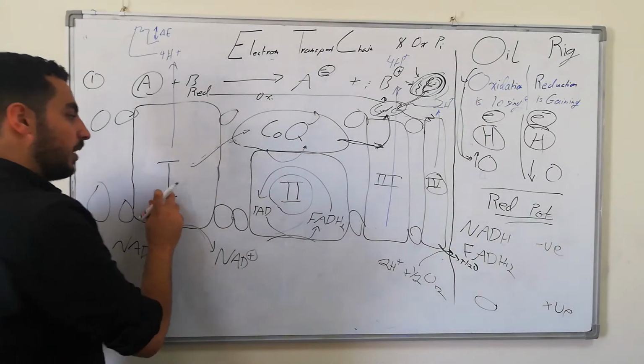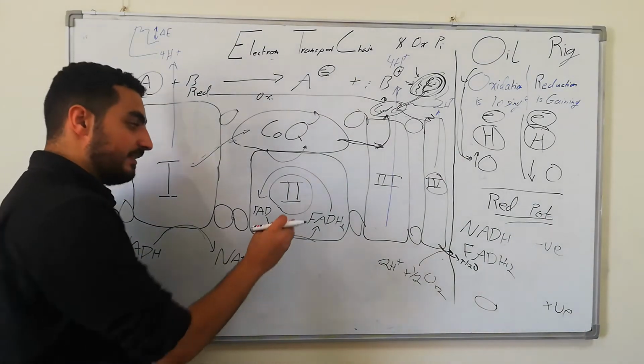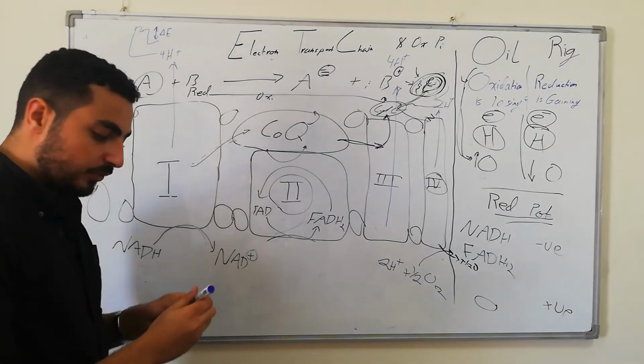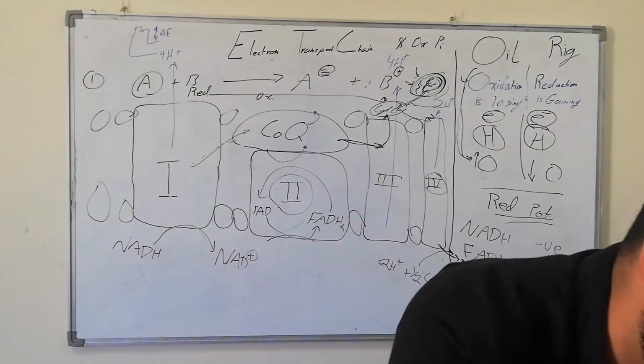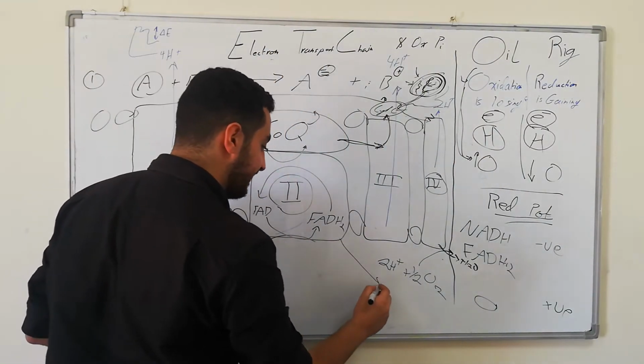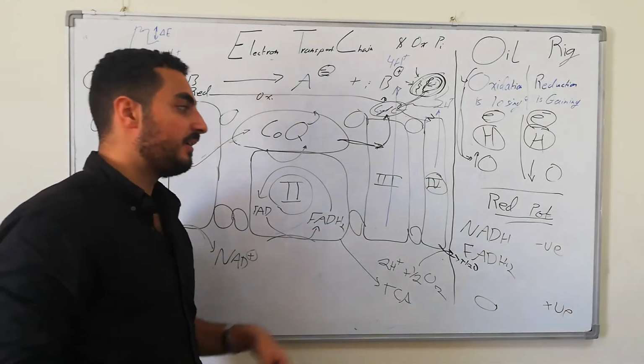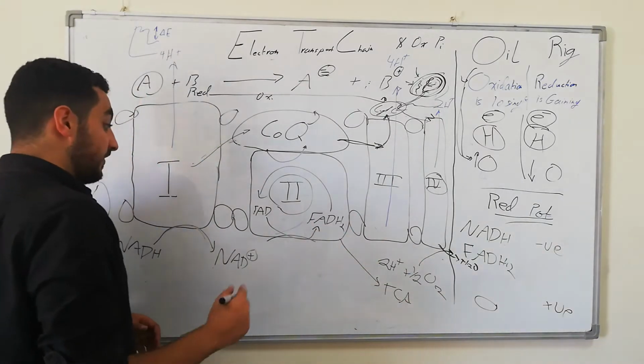So we've gone over complex 1, 3, and 4. But where's complex 2? And here comes complex 2. Complex 2 is a bit different because it does not utilize NADH. Instead, it is common with the TCA cycle or the Krebs cycle. And we will upload the video very soon, so stay tuned.